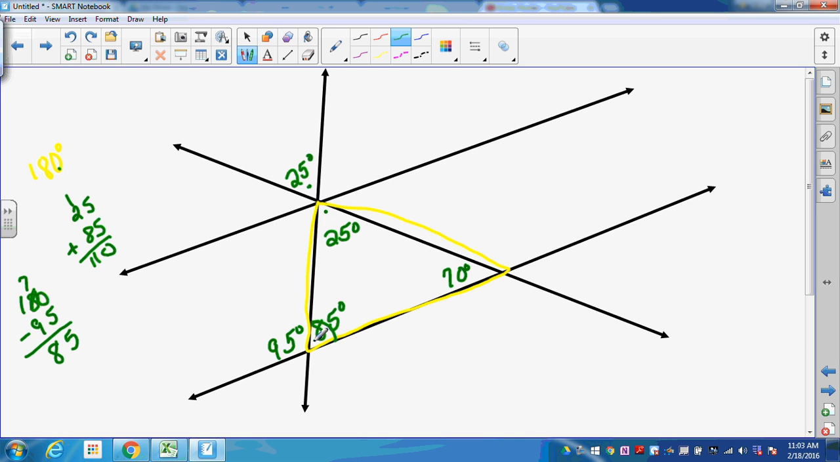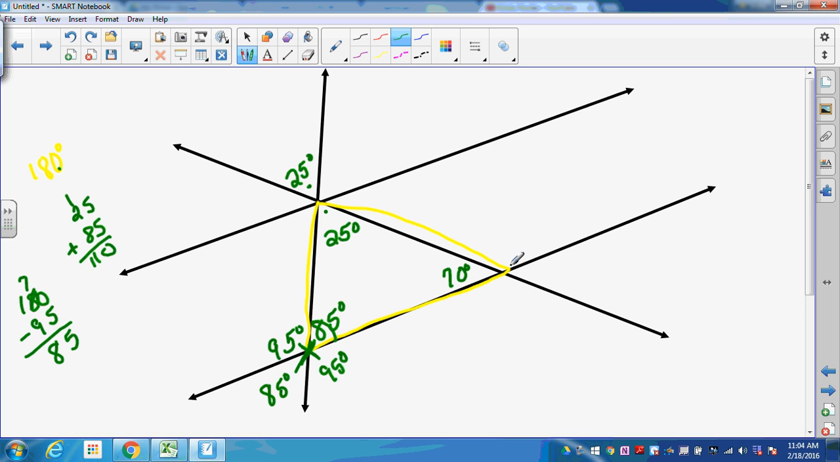I know that this 85-degree angle and this angle over here are vertical, so that means this angle is 85 degrees. I know that this angle here and this angle here are vertical, so that's going to give me 95 degrees. So we're rocking and rolling now. Okay, so I've got all 4 of those. Let's see what I can keep on doing.